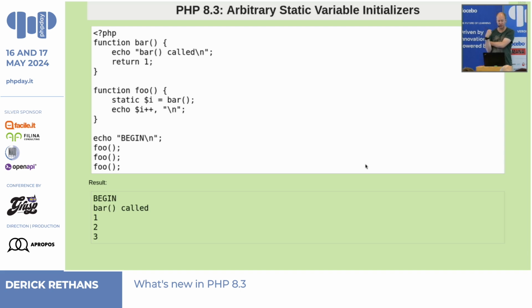So in this case, when I call foo multiple times, the first time we do echo begin, just before the foos, then the first time you call it, you'll see that bar gets called, and then the subsequent calls to foo, it wouldn't be called anymore because it was already initialized.